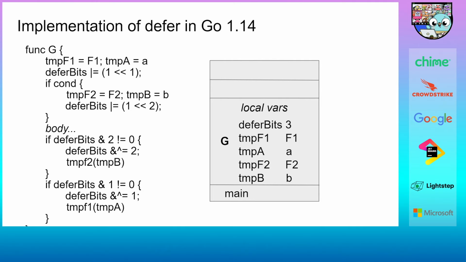And just as a reminder, deferBits and all the temp variables are extra stack slots allocated in the stack frame of G. This is in addition to the local variables and arguments that are already there.